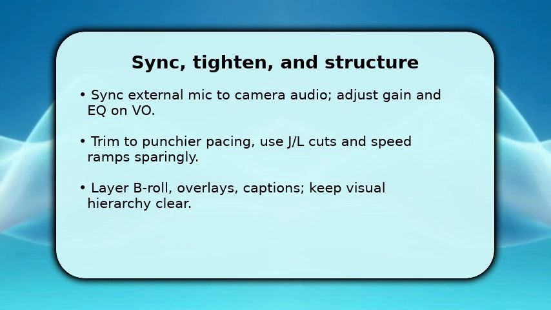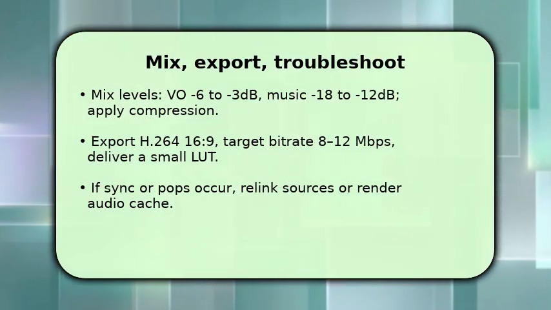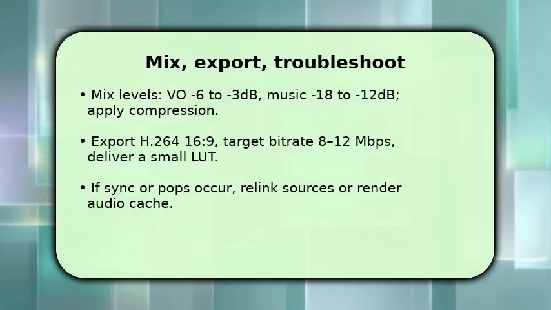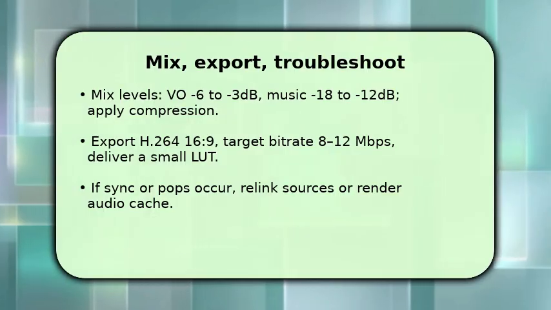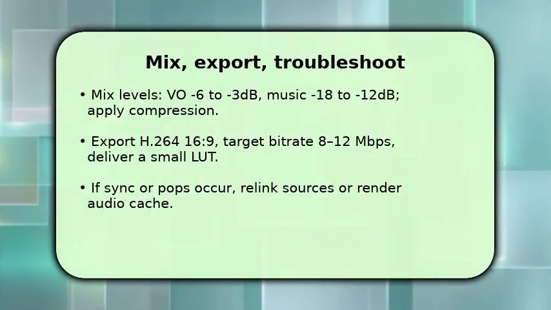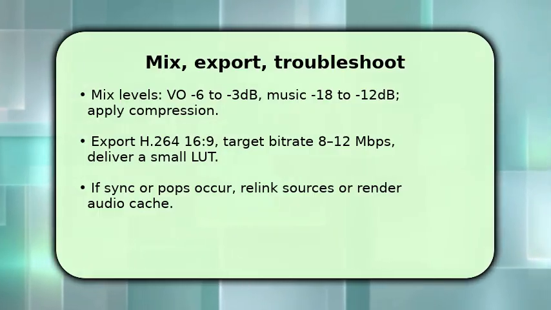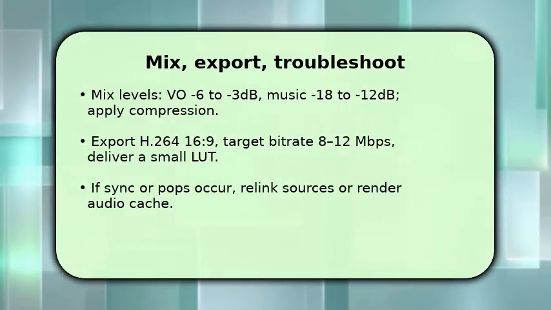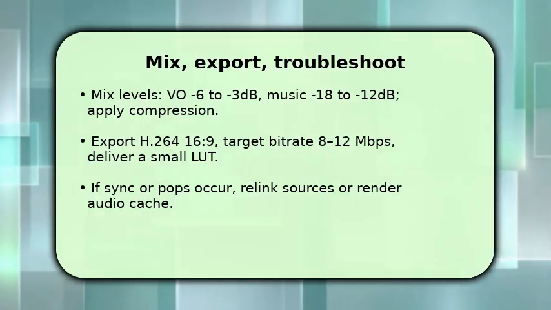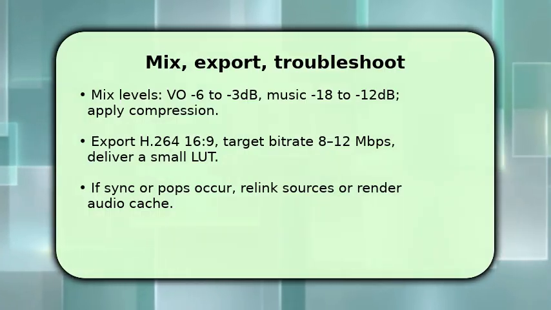Balance VO at around -6 to -3 dB, lower music under voice, and add gentle compression to even dynamics. Color grade with a small LUT for consistency, then export H.264, 16:9, with an 8 to 12 Mbps target bitrate for online delivery. Make a master file too.